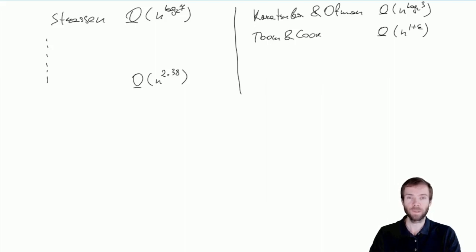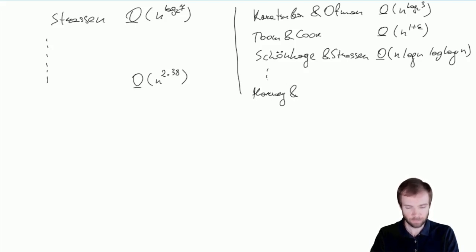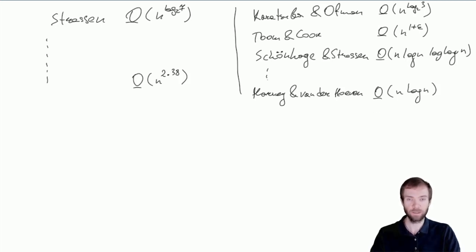After Toom, the best known algorithm for several decades was the algorithm by Schönhage and Strassen. This algorithm achieved complexity of big O of n log log n. And then there was a chain of improvements, and two scientists, Harvey and van der Hoeven, were able to prove that integer multiplication can be carried out in time big O of n log n for n-bit integers. So this is the ultimate bit complexity of integer multiplication.